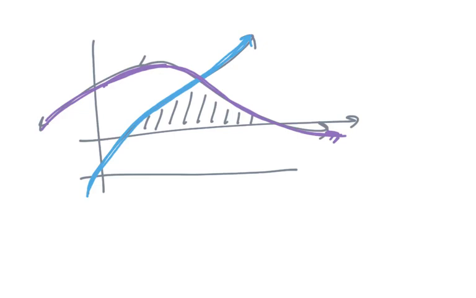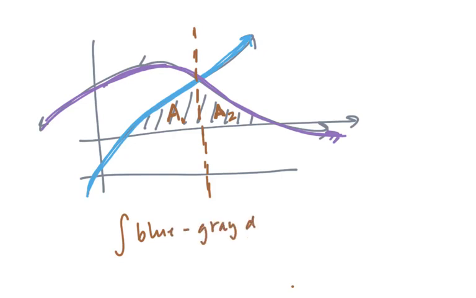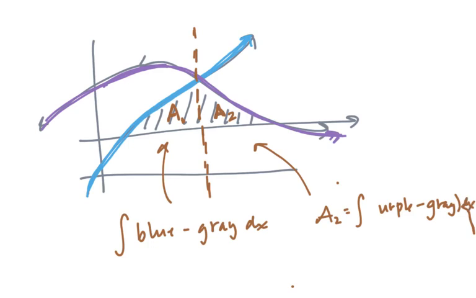So what you would have to do here is split this one into pieces. So like in high school geometry, I know I keep referring to it, but it's calculus with geometry. This is area 1, and this is area 2. So when you look at area 1, you would integrate the blue line minus the gray line with respect to x. That would be area 1. And area 2 would be the integral of the purple line minus the gray line with respect to x.